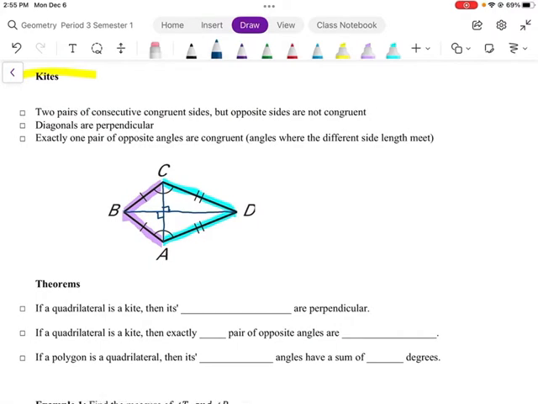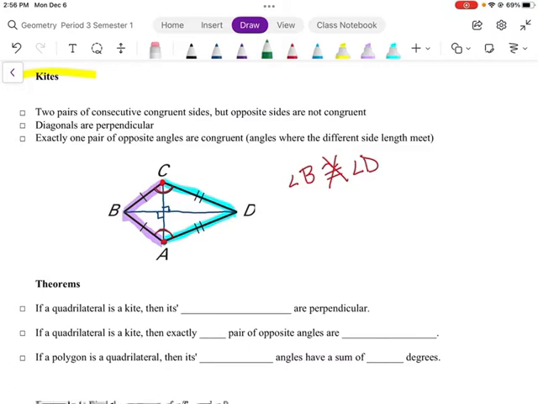And exactly one pair of opposite angles are congruent. And these are the two angles where the different side lengths meet. So you'll notice different sides meet at C and A. That means the angles formed there are congruent to each other. But D and B, those are not congruent in this kite. So they are not congruent.